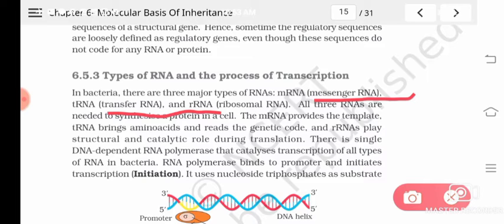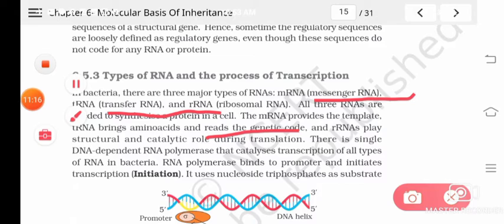mRNA is needed for translation, and by the process of transcription they are all formed. mRNA forms the template. And tRNA brings the amino acids. Where does protein synthesis take place? In the ribosome, isn't it? So from the cytoplasm, tRNA picks up the amino acids and brings them to the ribosome, and it also reads the genetic code. I will tell you about the genetic code later. That is, the sequence of nucleotides in mRNA is called the genetic code.